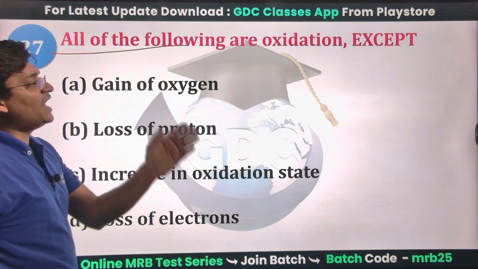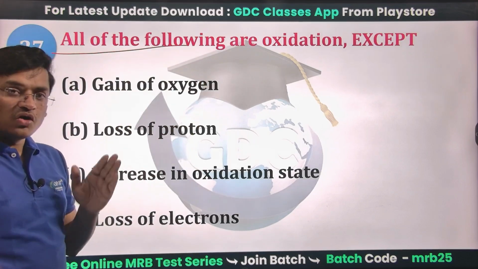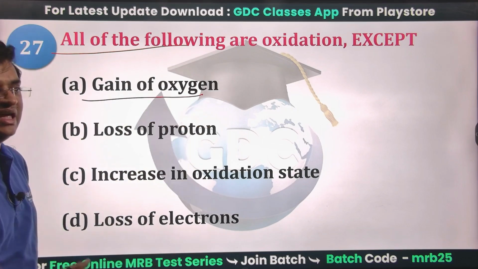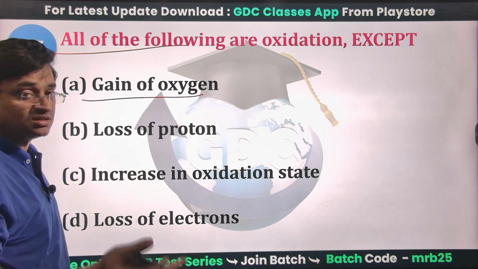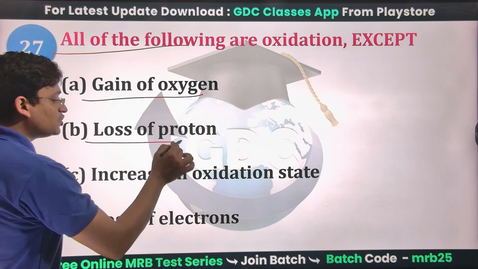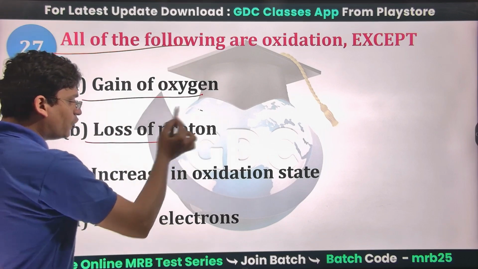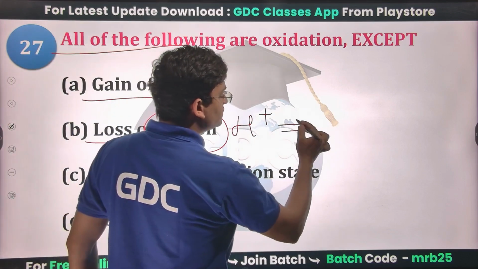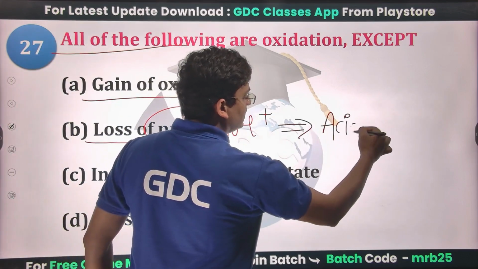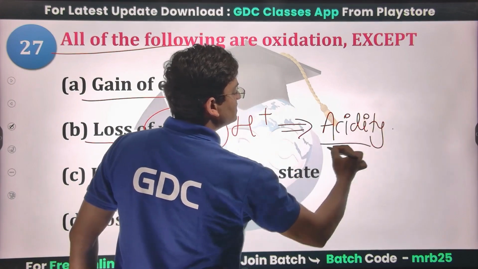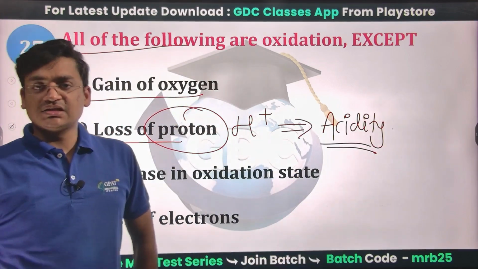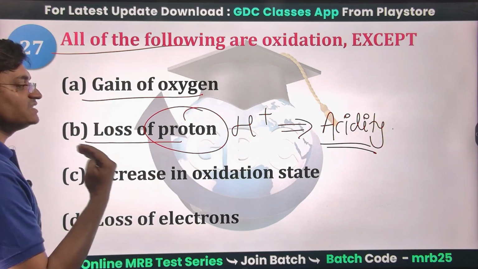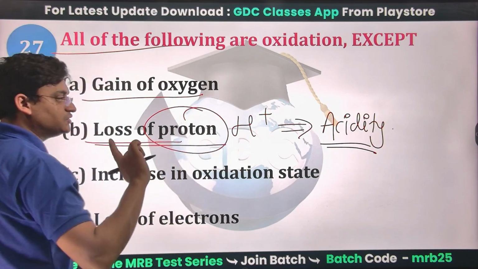All of the following are oxidation except, all of them are oxidation except one of the given options. Gain of oxygen is a case of oxidation, that is an oxidation reaction. Loss of proton, where proton means H plus, tends to be a case for acidity, and acidity is not a case for oxidation. So this is just an acidity property. So loss of proton is not the case for oxidation.